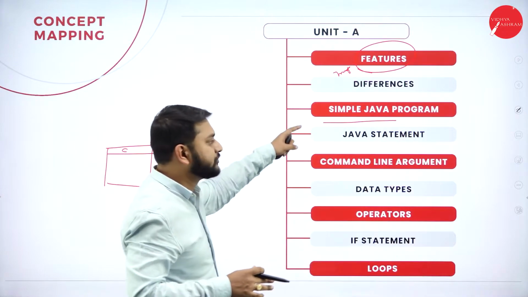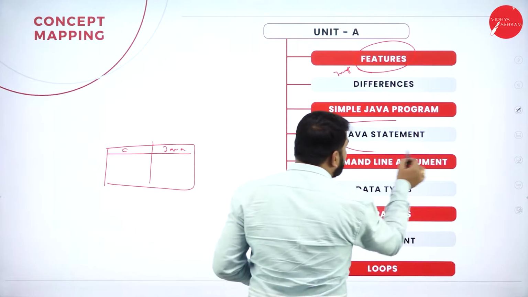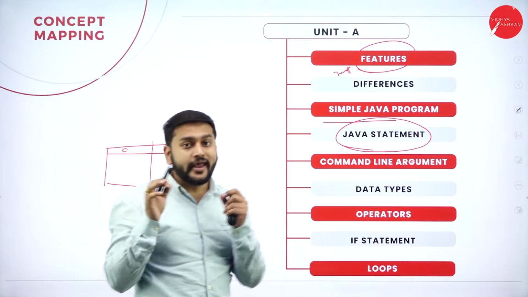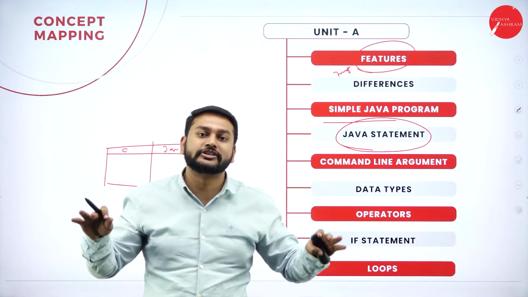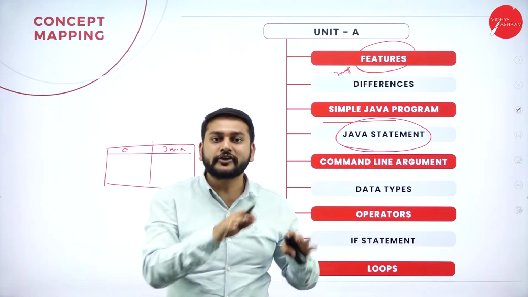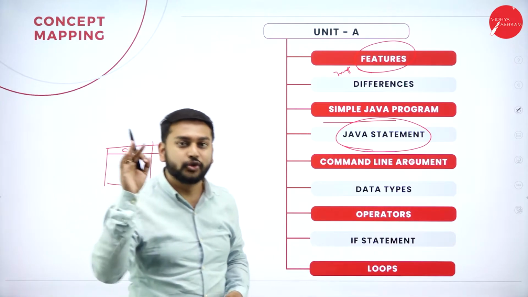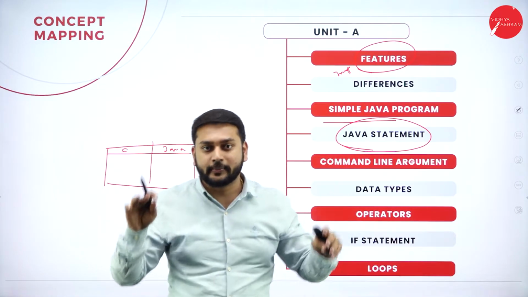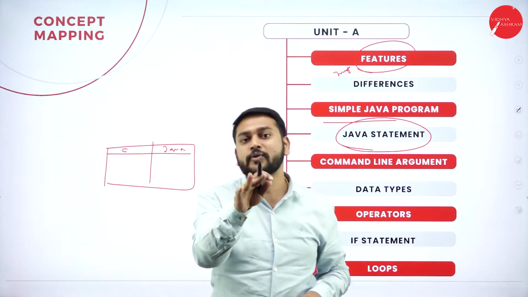That's going to be the simple Java program. Then after that, you will have Java statements. It is very important that you write the hierarchical structure of Java statements. So you will have to explain what exactly the different types of Java statements are. In the pictorial representation, especially, it will be in the form of a tree structure. So that is very important.